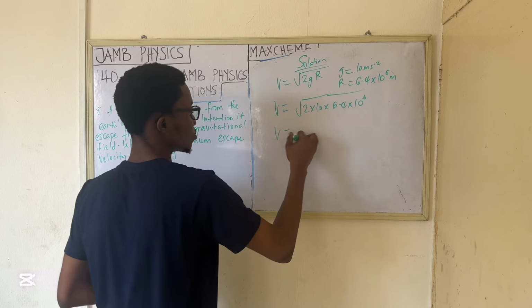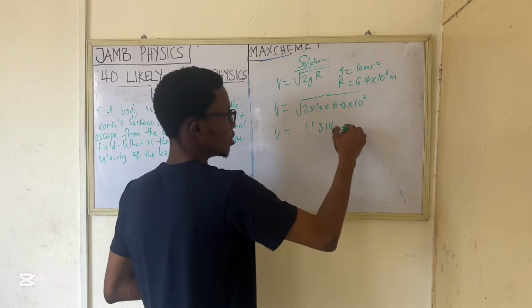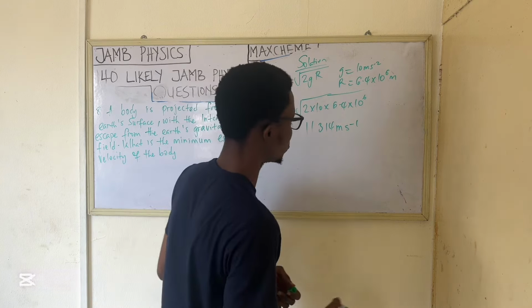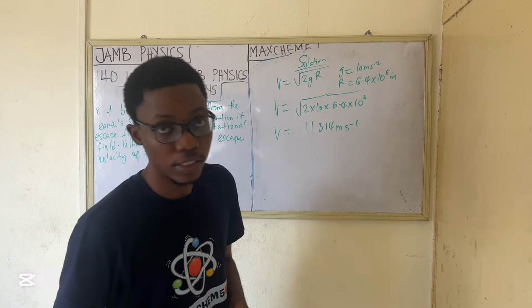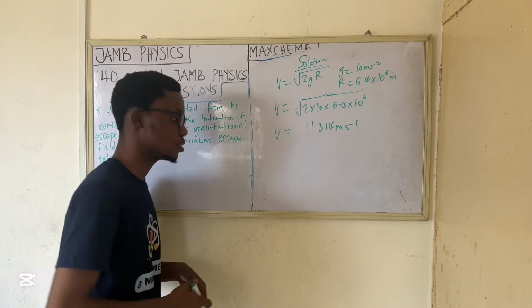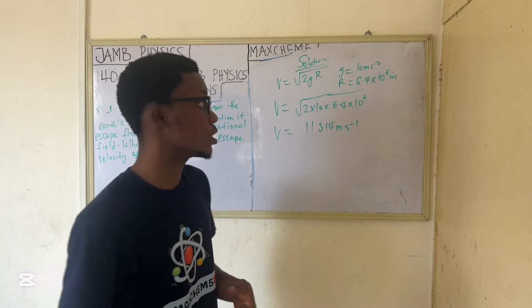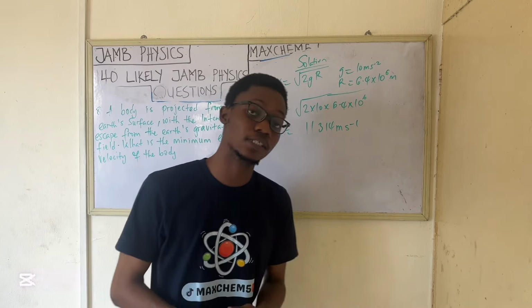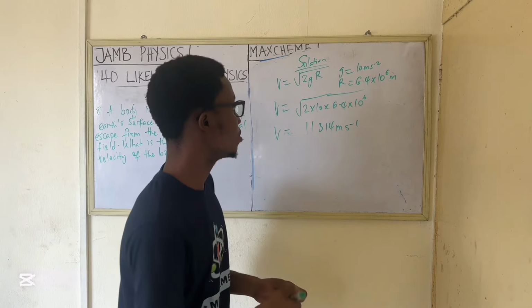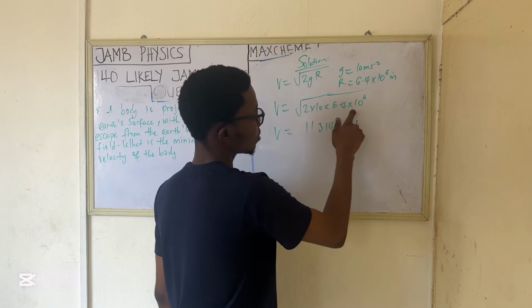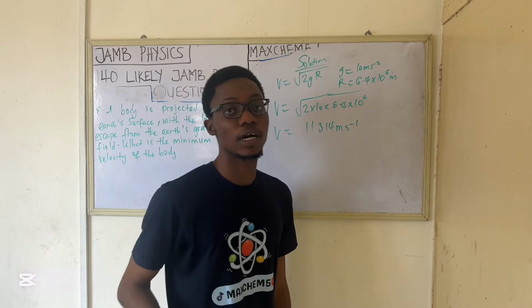So this will give us v is equal to 11,314 meters per second. So whenever you come across a question like this, just look: in the question we're not given the radius of the Earth. It's a constant, so you have to know that the radius of the Earth is 6.4 times 10 raised to the power 6 meters, while acceleration due to gravity is 10 meters per second squared. So when you multiply 2 times 10 times 6.4 times 10 raised to the power 6 and take the square root, it gives 11,314 meters per second.